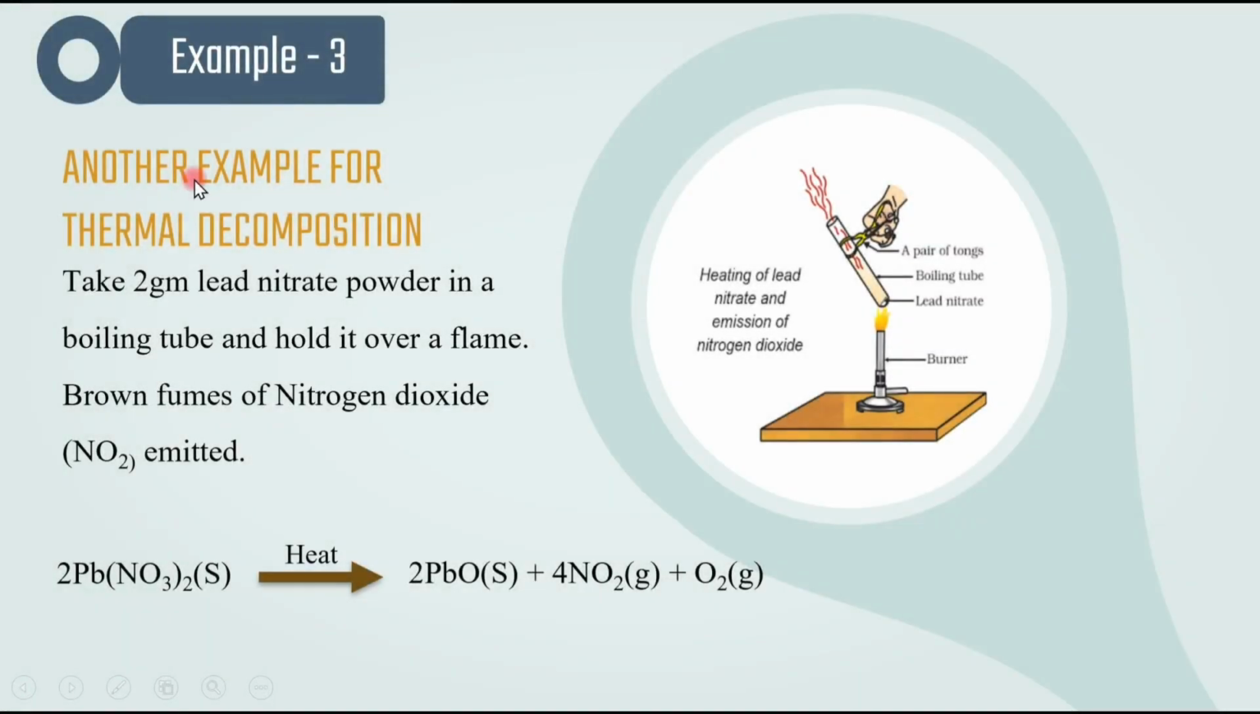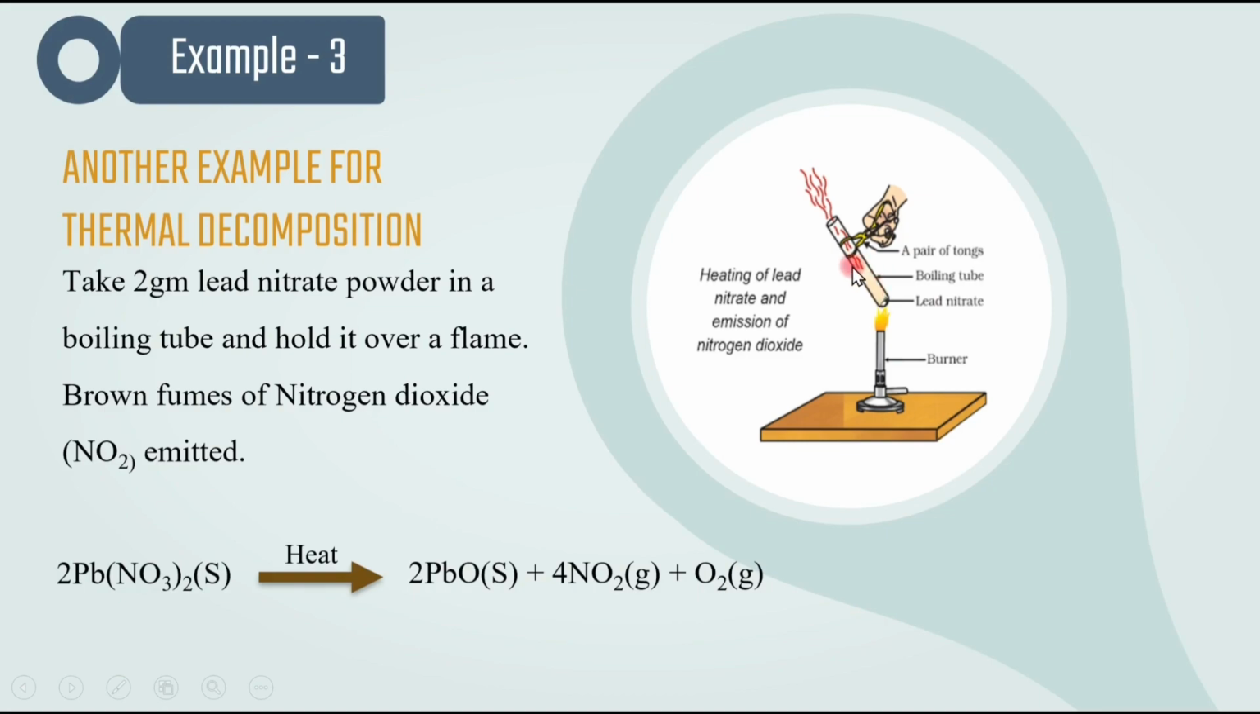Dear student, this is another example of thermal decomposition. Here you have to take 2 gram of lead nitrate in a test tube. The 2 gram of lead nitrate is taken in a test tube and heated over the flame.